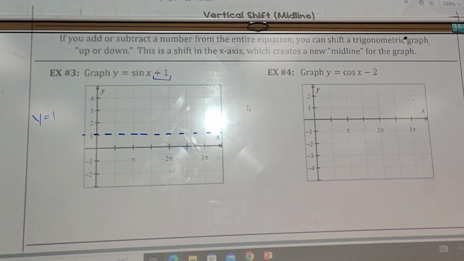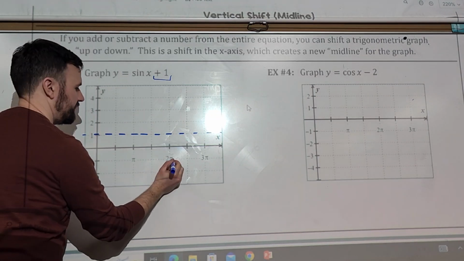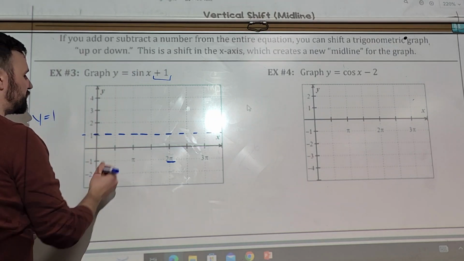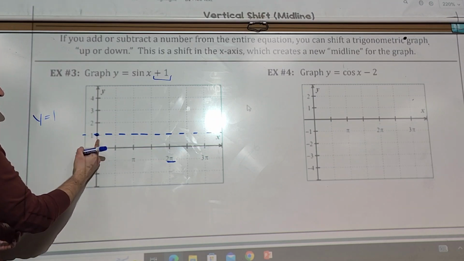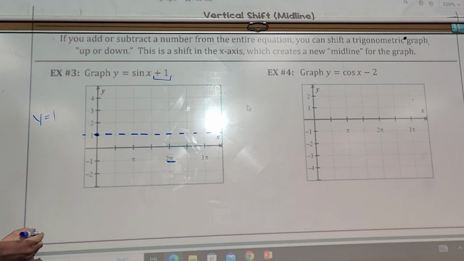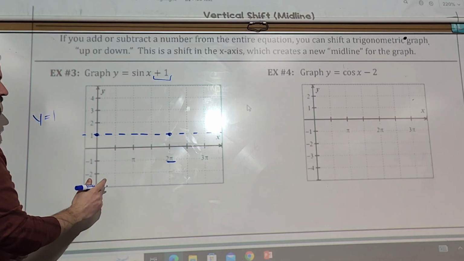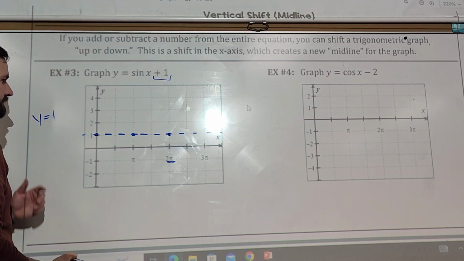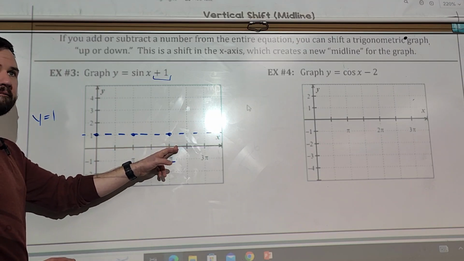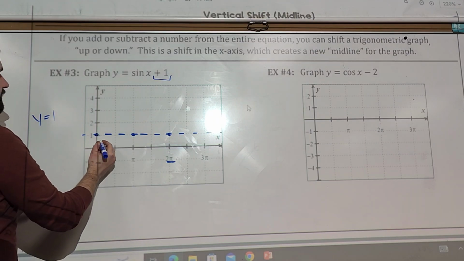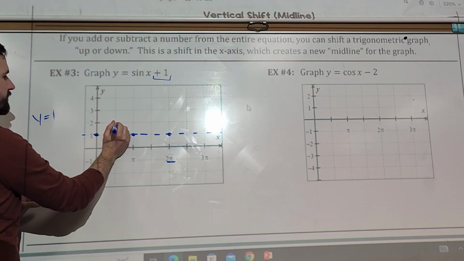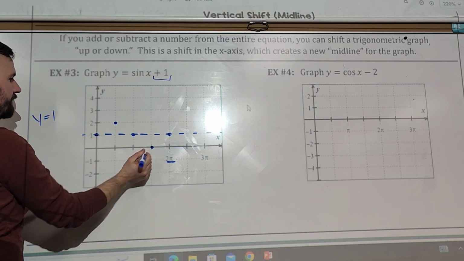So now when I go to graph this, I'm trying to get quicker at graphing it. I know my midline. My period is 2 pi. It's sine, so I start at 0. But now my 0, 0 is actually at 1, 0. Here will be another 0, and this will be another 0. Right? And then do I go up first or down first? Up, right? Up how many? What's my amplitude? 1. So I'm going to go up 1, 0, down 1.